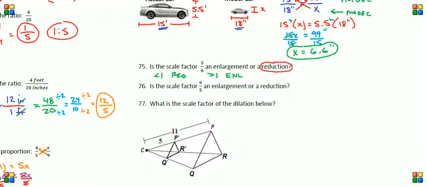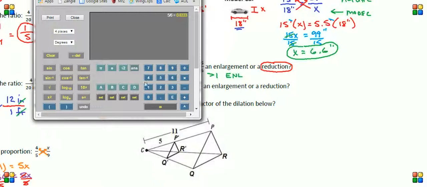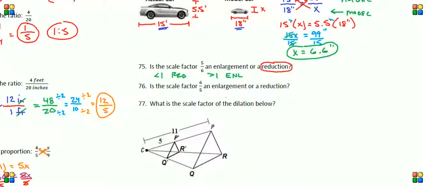Question 76 is very much the same, but it's asking you, is the scale factor 6/5 an enlargement or a reduction? Again, if you don't recognize that as being greater than or less than 1, plug it into your calculator. 6 divided by 5 equals, and you can see that's greater than 1. That equals 1.2. That means that the scale factor of 6/5 is actually an enlargement because it is greater than 1.